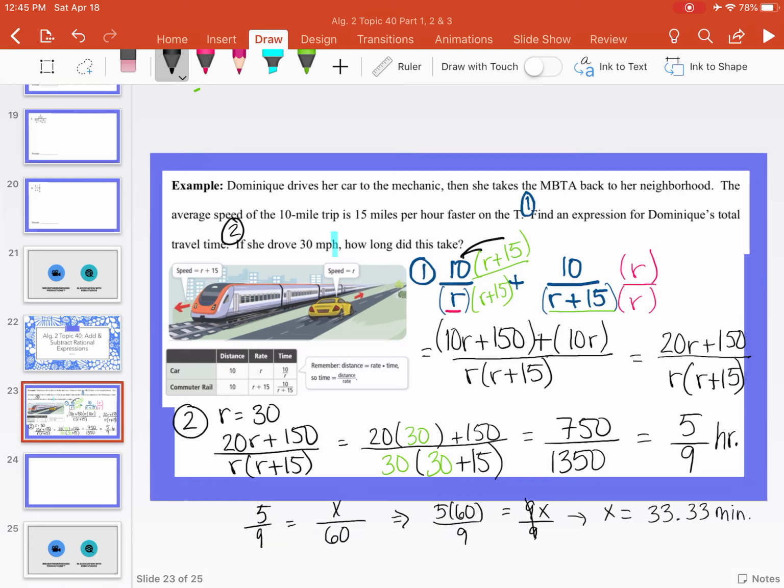So in other words, it will take Dominique approximately 33 minutes for this trip.